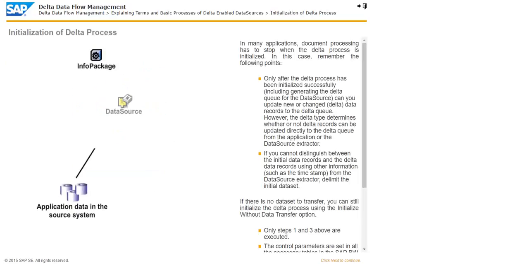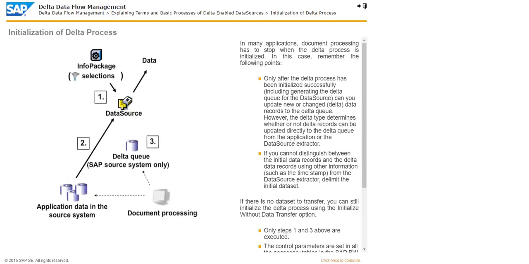The following process occurs with an initialization run. The delta initialization selection for the data source is saved. All the data that corresponds to the selection criteria determined in the info package is requested, similar to the full update. With the green request status, the delta queue for the data source is generated in the source system.